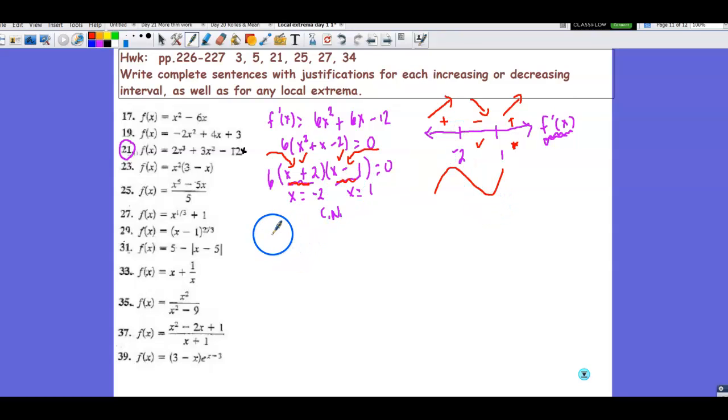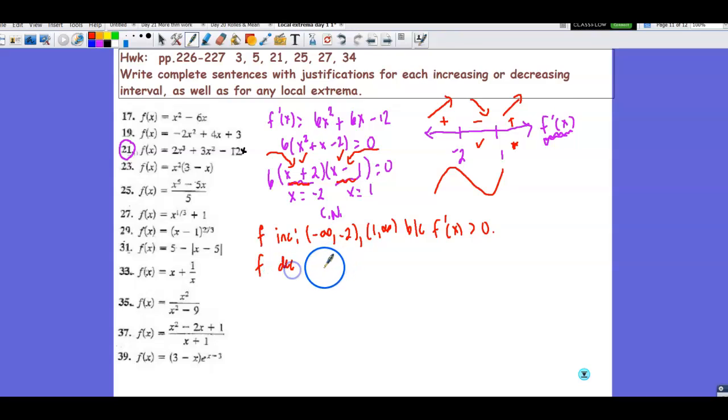All right, so now I'm going to make my statements. I'm going to say f increases from -infinity to -2, and then we're going to be increasing again from 1 to infinity. Now my justification, I'm going to justify based on the first derivative, because f prime of x is greater than 0, or you could say the first derivative, f prime of x, is positive. F is decreasing on the interval from -2 to 1 because the first derivative is less than 0, or negative, in that region.